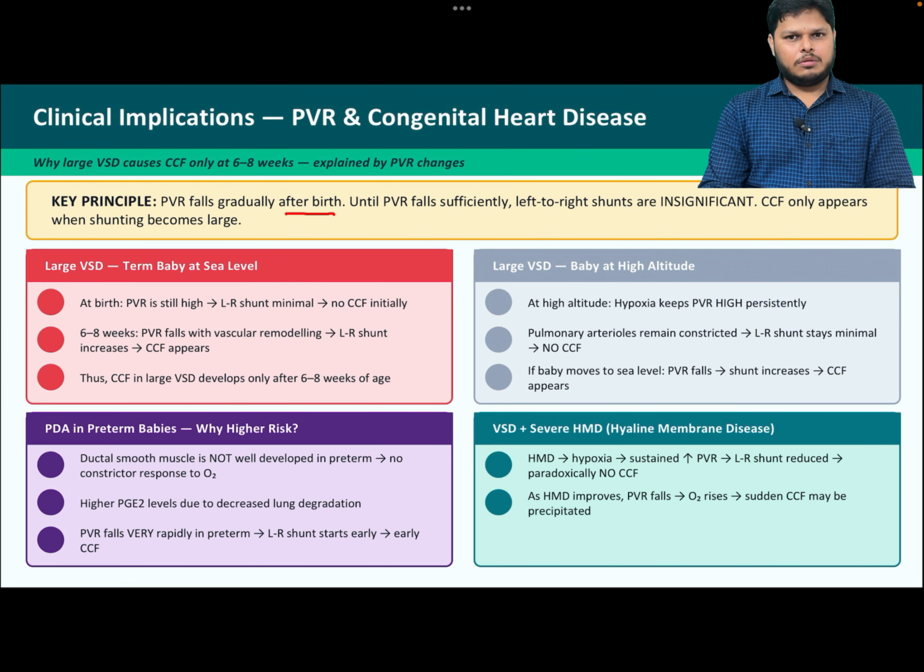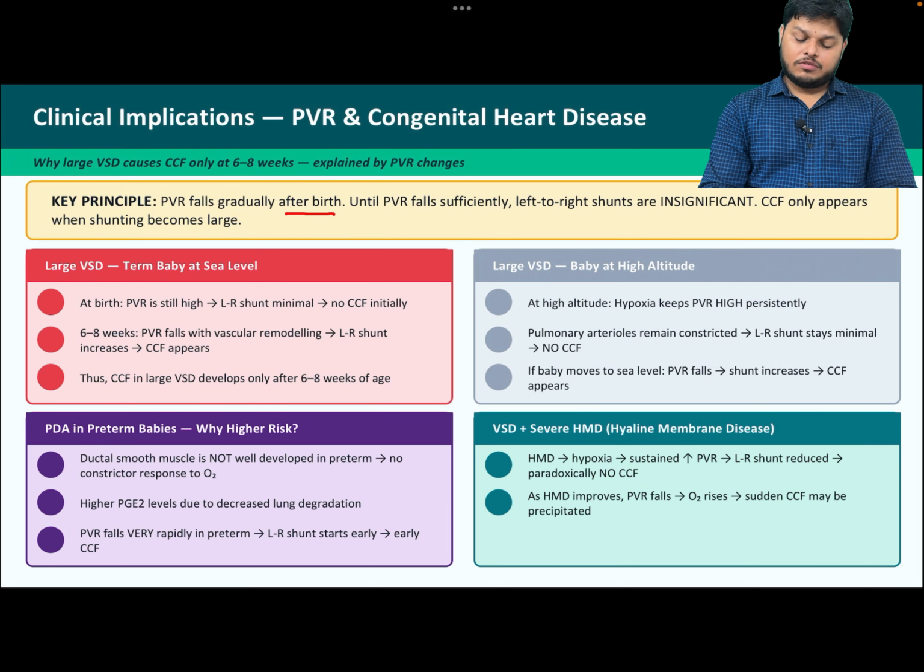After that, when the pulmonary vascular resistance has completely come down to its normal value, if there is no abnormality, we can say that the heart is normal. Before 6 to 8 weeks, it's risky to say.